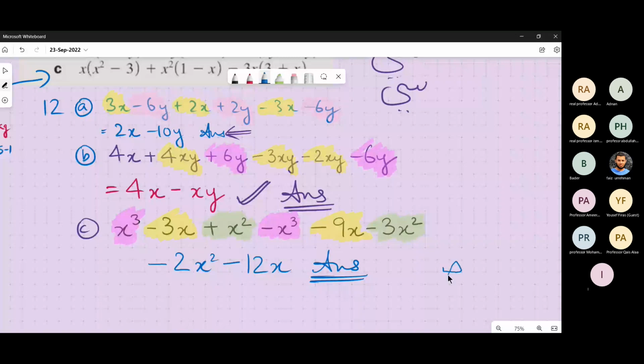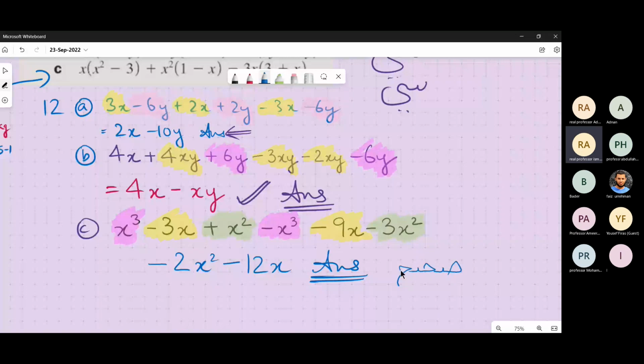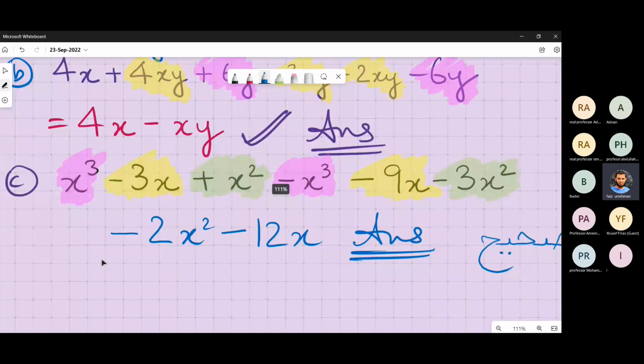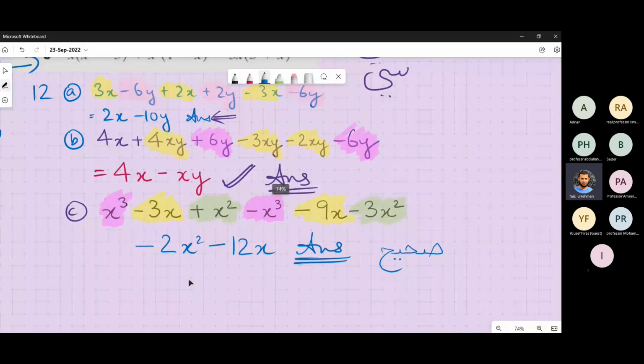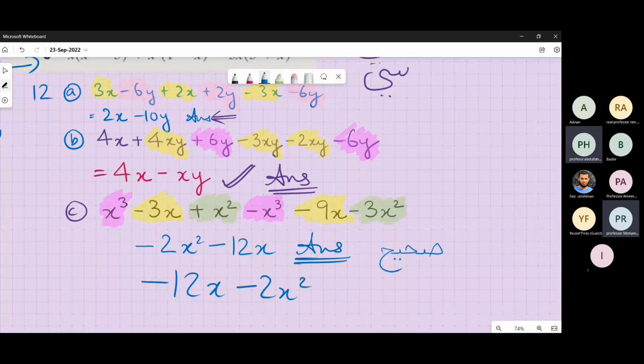Bye, mister. Mister, tomorrow there will be a class. Teacher, we finish? Yes. Sahih. Mister, I have a question. I'll check. Is this correct? Yes, minus 12. Mister, this is my answer. Yeah, this is the answer. You can also get your answer like this. That is also the same. I have a question, mister. Yes, Muhammad, go ahead.